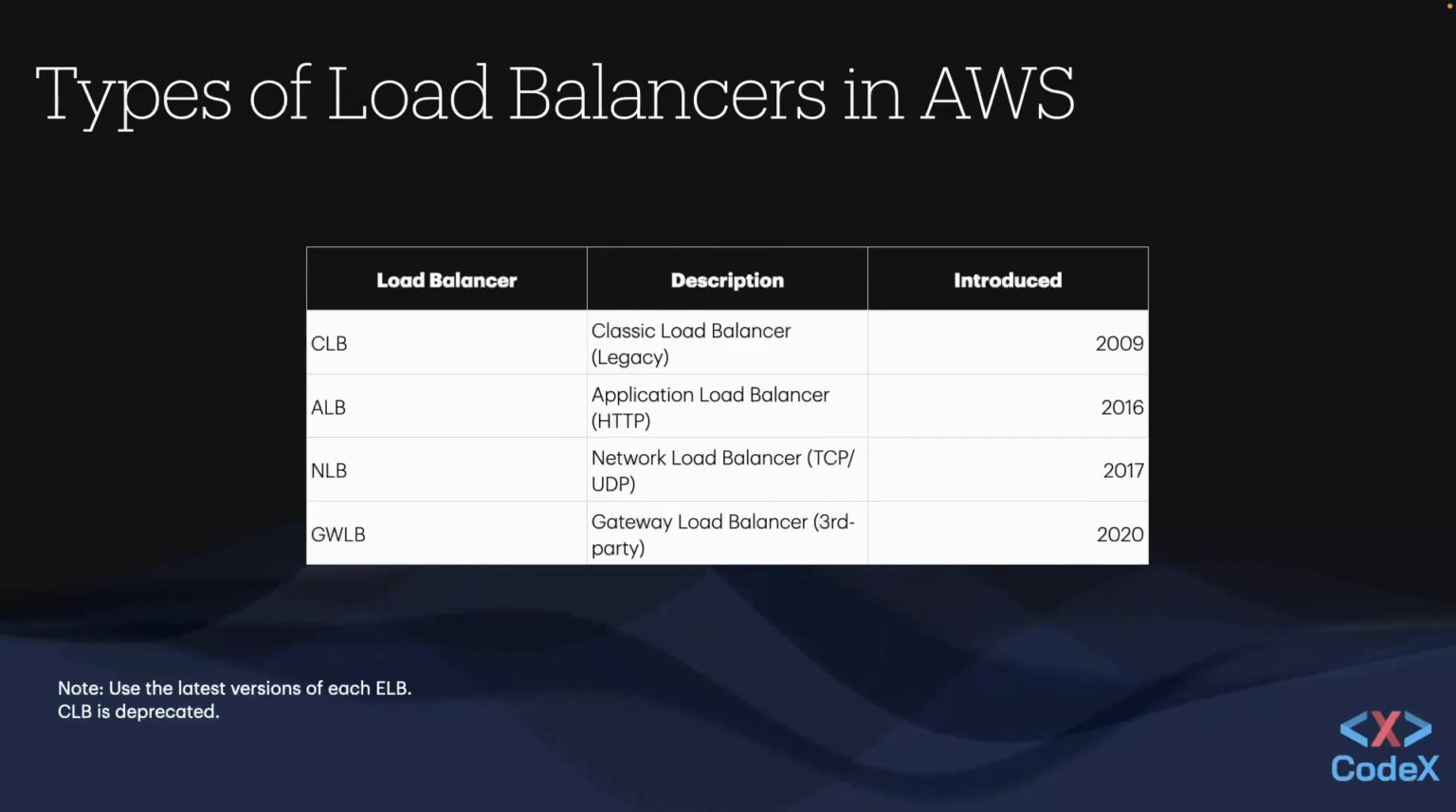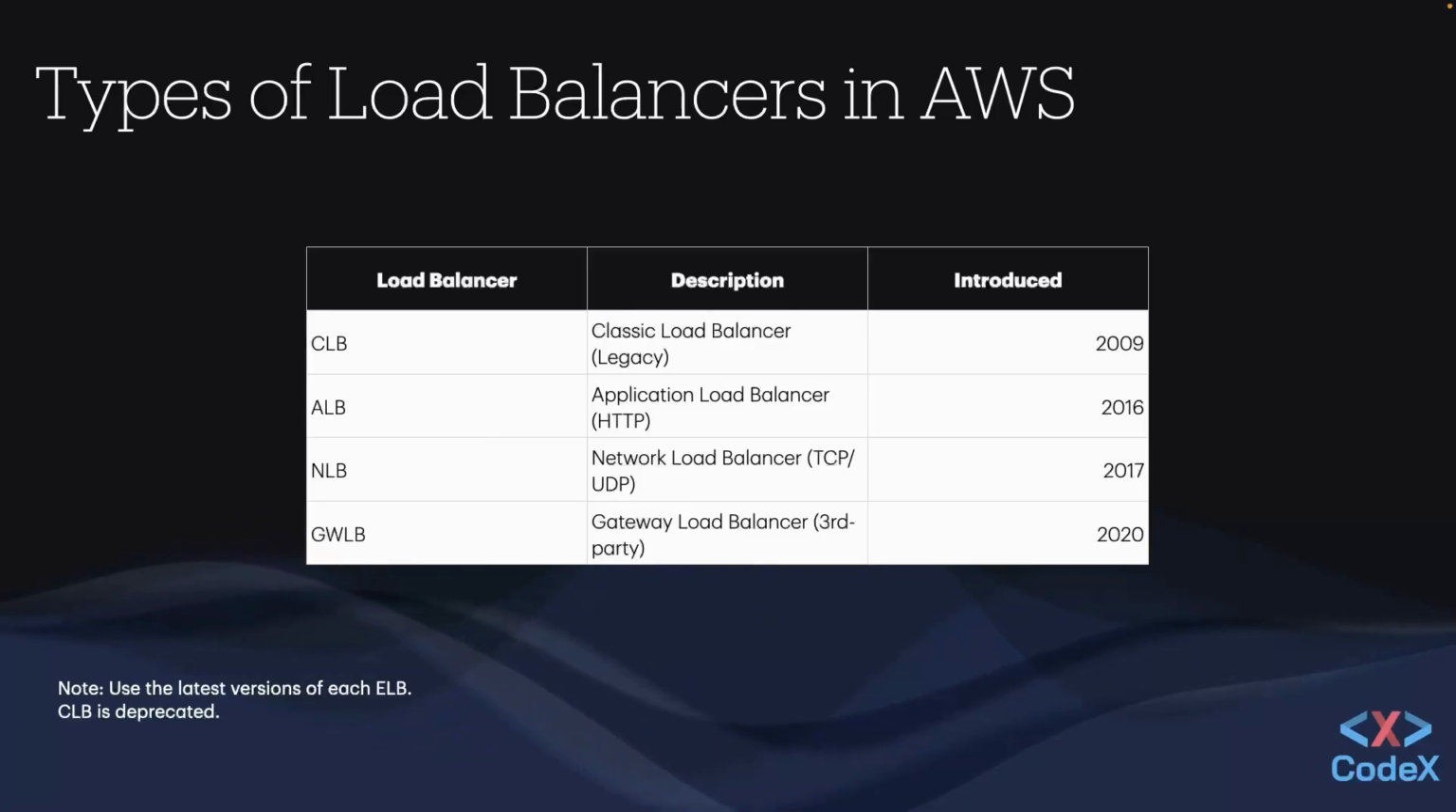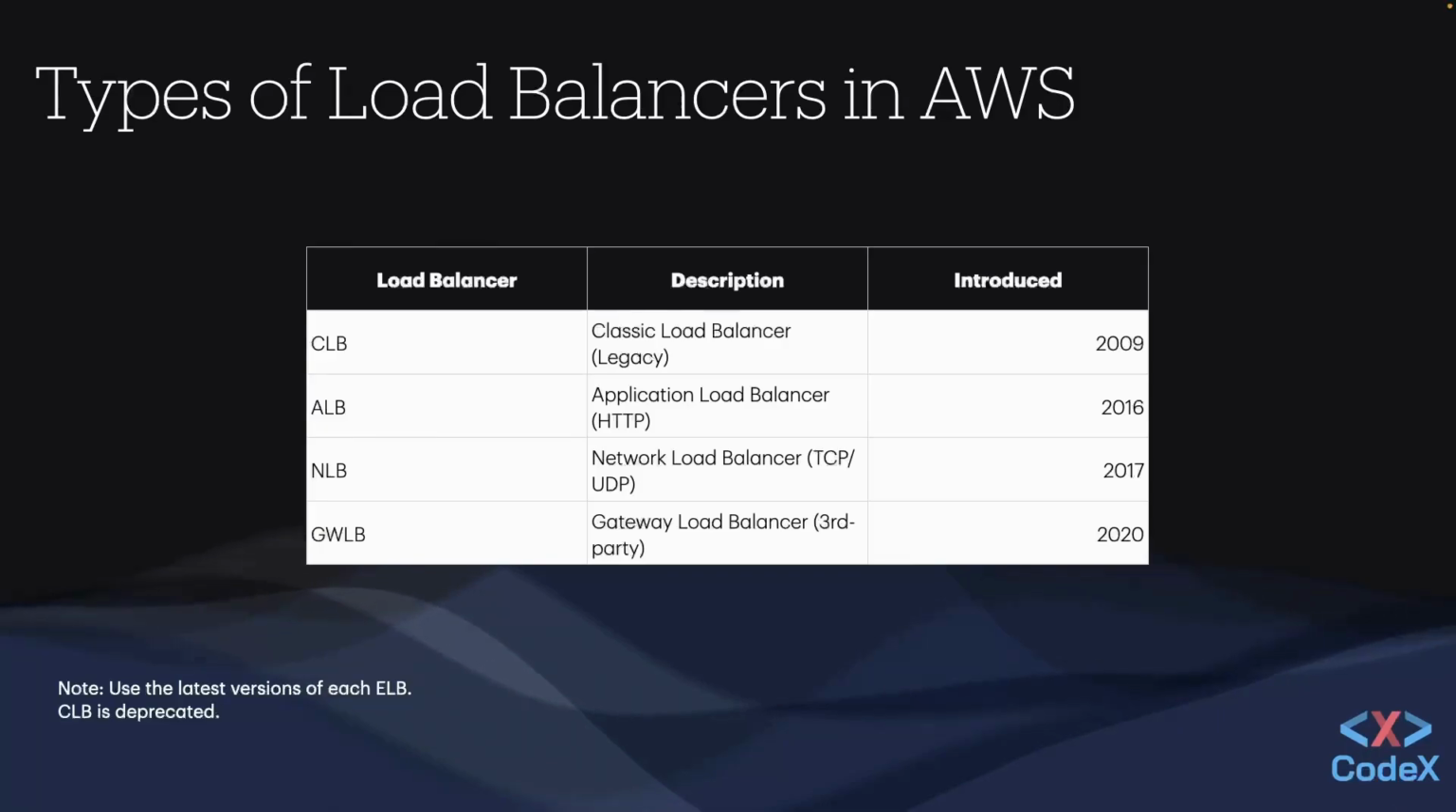Types of Elastic Load Balancers. AWS currently offers 4 types of managed load balancers. Load Balancer, Name, Released, Use Case. CLB, Classic Load Balancer, 2009, legacy use, soon to be deprecated. ALB, Application Load Balancer, 2016, Layer 7, HTTP/HTTPS traffic routing. NLB, Network Load Balancer, 2017, high performance TCP/UDP traffic. GWLB, Gateway Load Balancer, 2020, integrates third-party appliances, firewalls.